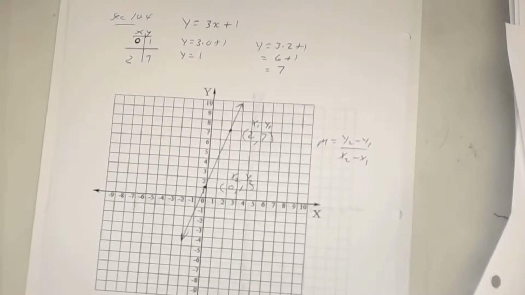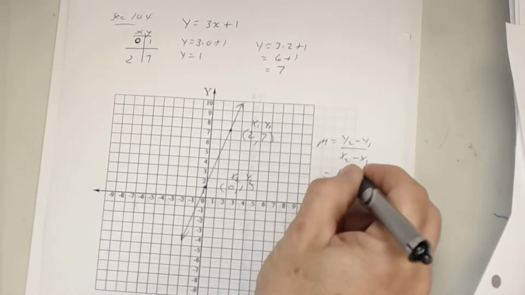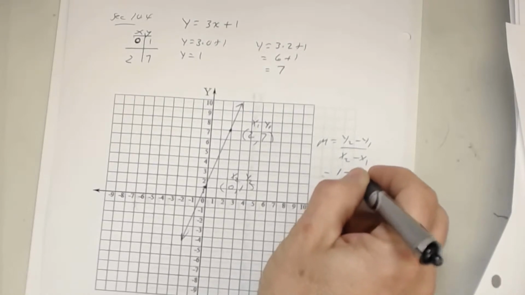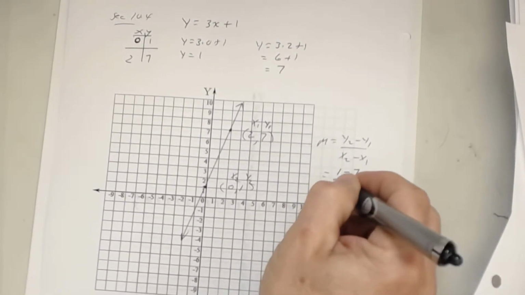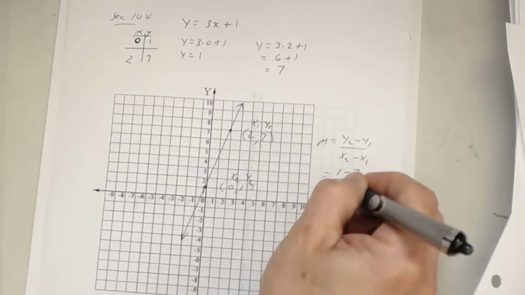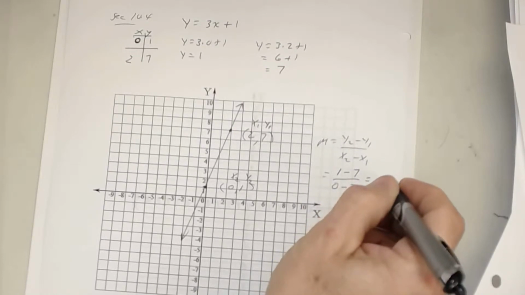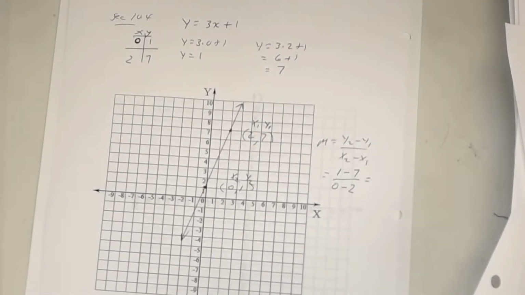Okay? What's y2? 1. Minus, what's y1? 7. Divided by, what's x2? 0, right? Subtract, what's x1? 2. What's the numerator? 1 subtract 7 is not 8. Negative 8. 1 subtract 7 is not negative 8. Negative 6. My bad.